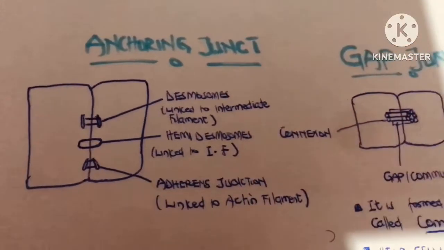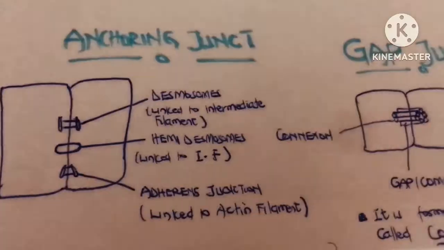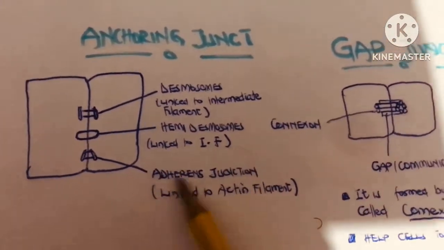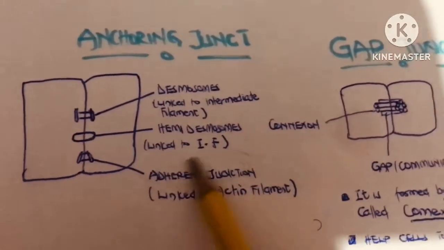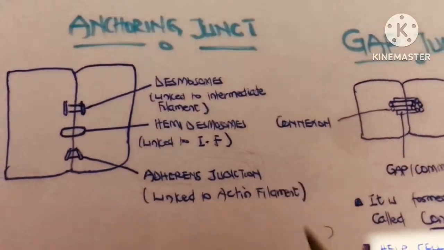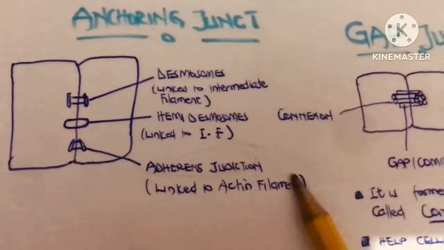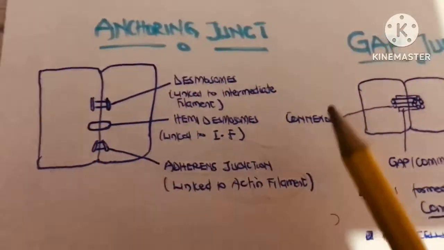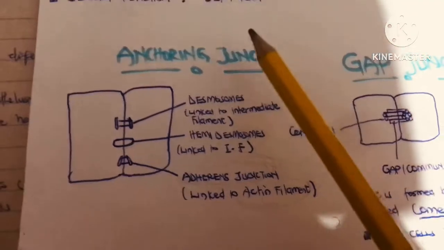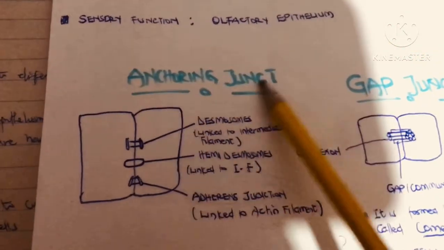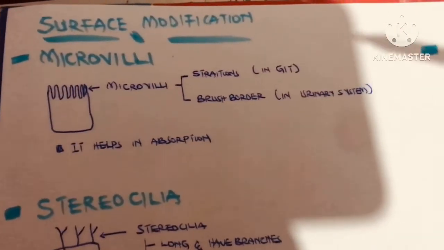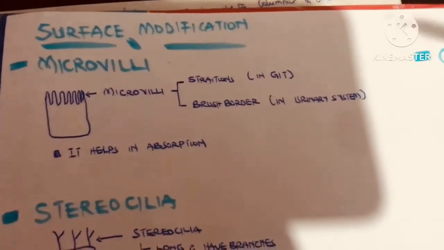And it is also being linked to what? Intermediate filaments. The last one is called adherens what? Junction. And this adherens junction, is it being linked to intermediate filament? No, it is being linked to what? Actin filament. So we have desmosomes, hemidesmosomes, and adherens junction forming what we call the anchoring junction.